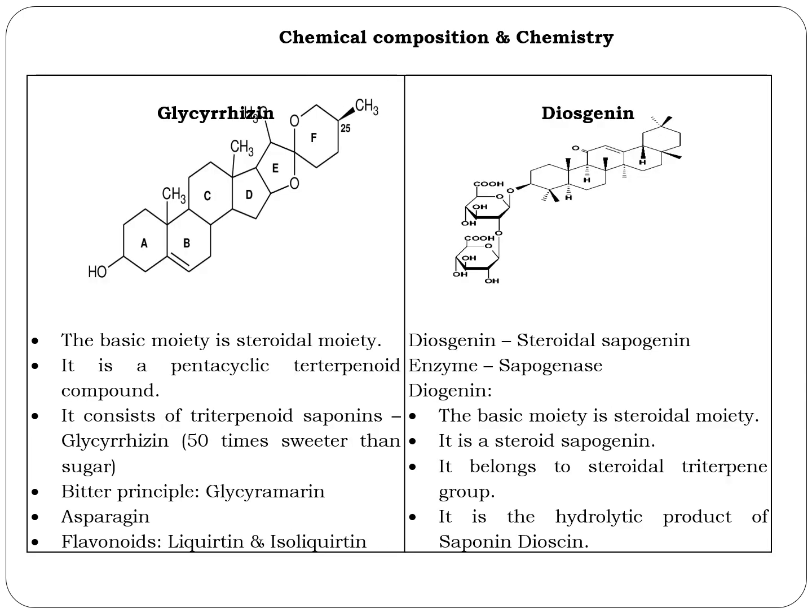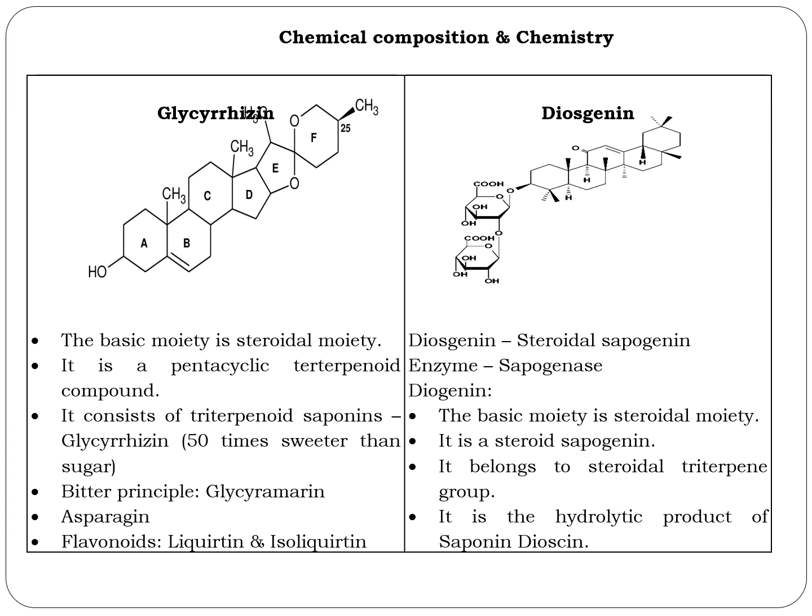Let us see about the chemical composition and chemistry of licorice and Dioscorea. In licorice, the chief constituent is glycyrrhizin. In glycyrrhizin, the basic moiety is steroidal moiety. It is a pentacyclic triterpenoid compound. It consists of triterpenoid saponins, glycyrrhizin, which is 50 times sweeter than sugar, and the bitter principle glycyramarin. Apart from this, it also comprises asparagine and flavonoids, liquiritin and isoliquiritin.